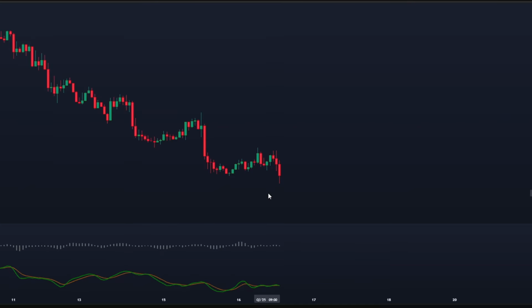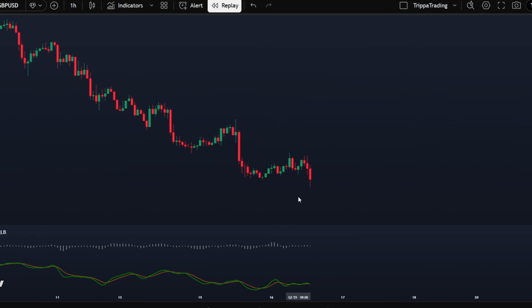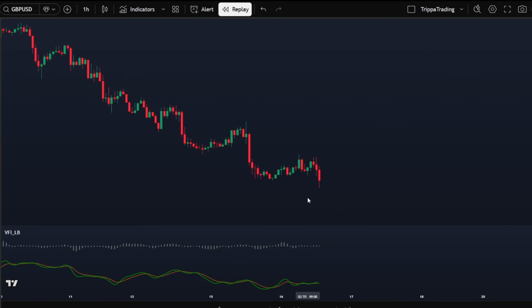This is usually where institutions start accumulating positions, while retail traders panic sell.